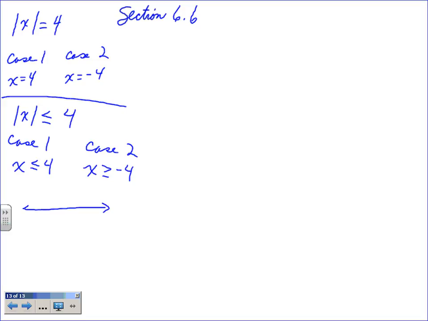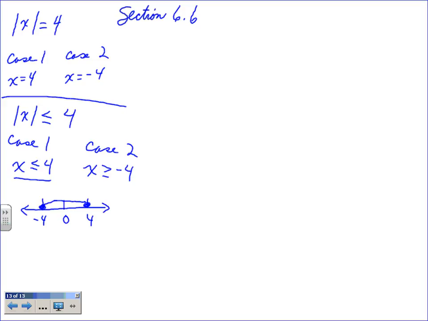So let's see what kind of a graph this looks like. We have our 0 here. Over on this side is your -4. Over on this side is your +4. Do we have open circles or closed circles? Closed. This first problem says x is less than or equal to 4, but the other one says x is greater than or equal to -4. No arrows.